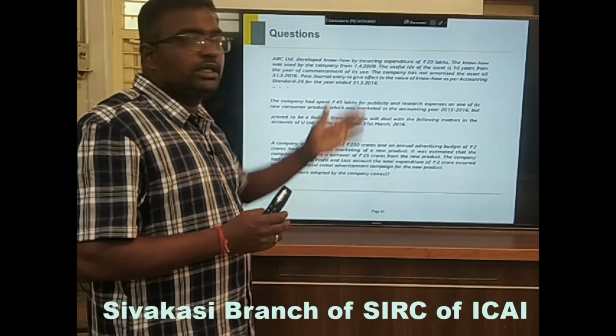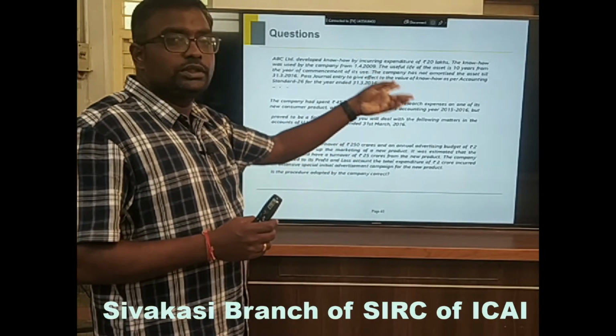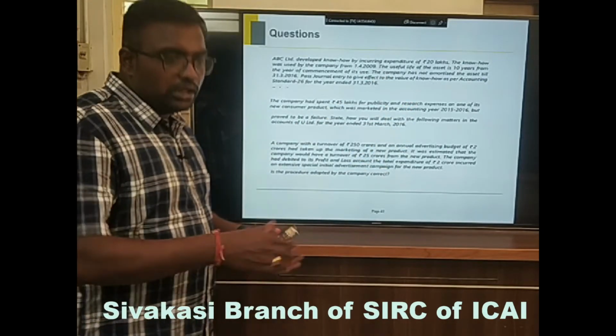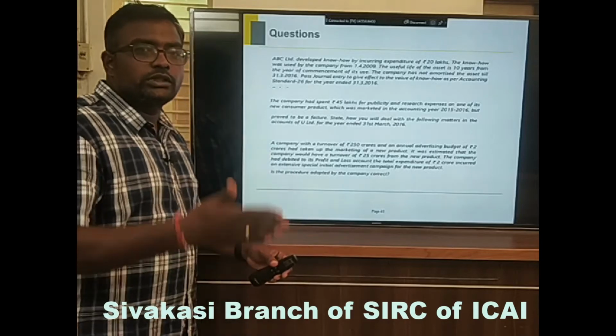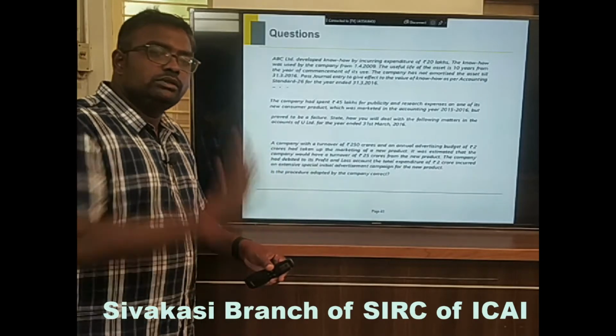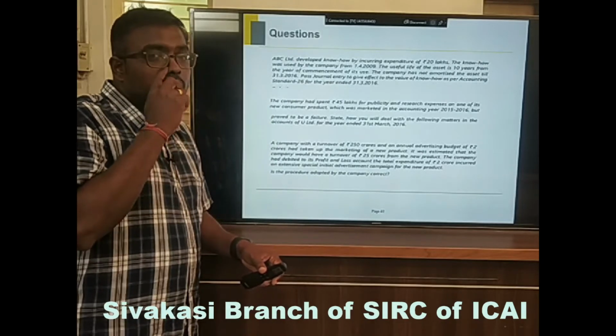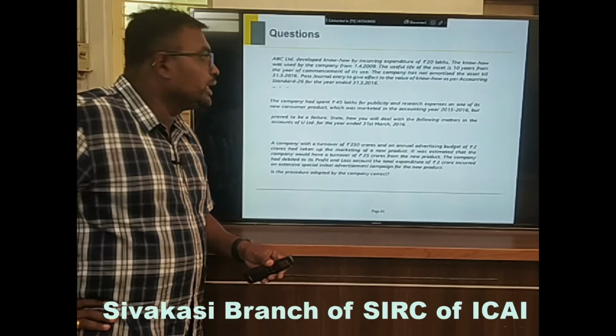So the first 7 years of amortization has to be charged to the reserves and surplus. The balance 3 years can be charged now, meaning from the 8th year onwards you can charge it to the profit and loss account. The balance opening has to be charged to the opening reserves and surplus, which is a profit and loss account, as a prior period item.